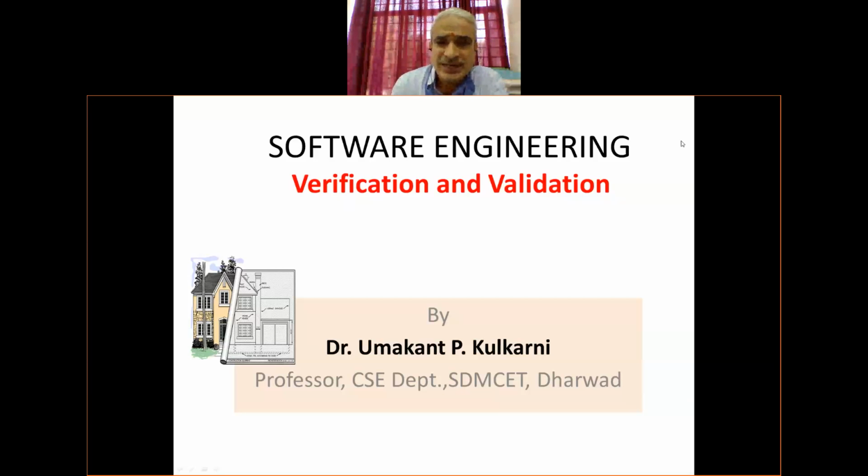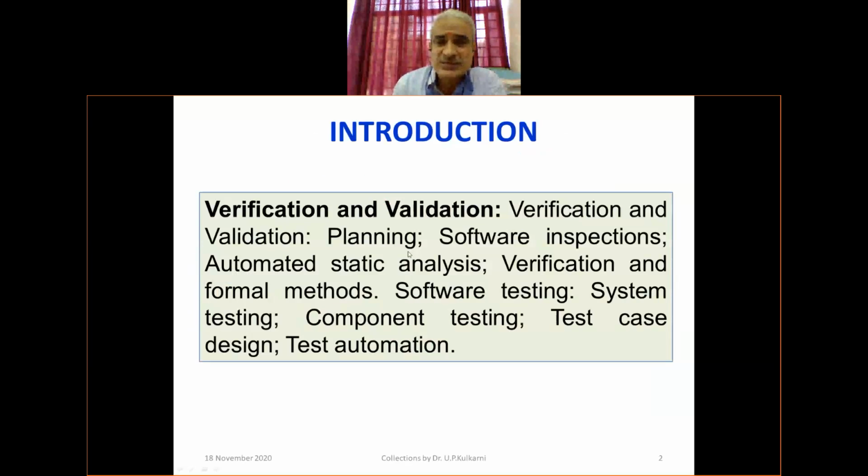We have two terms. I do not get into detail because we have already gone through some of the software engineering concepts. What we will learn here is verification, validation, what they mean, planning, inspections, automated static analysis, formal methods, software testing, system testing, component testing, test case design. Test case design, we know about that already. Test automation also we have gone through.